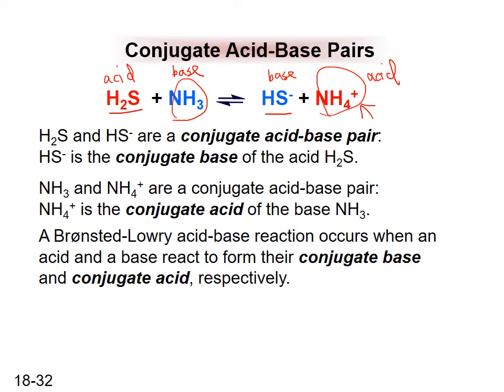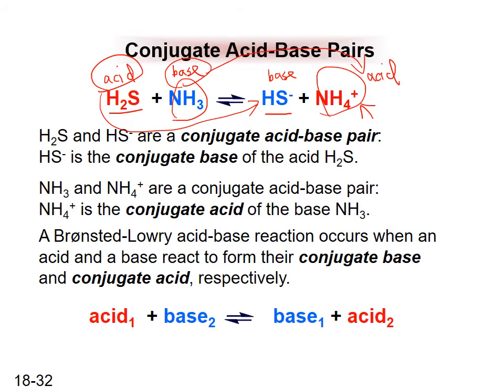So in a Bronsted-Lowry acid-base reaction, an acid and a base react to form a conjugate base and a conjugate acid. The acid reacts with the base: the acid forms a conjugate base, and the base forms a conjugate acid. This shows that you have two pairs of conjugate acid-base: acid-base 1 is one pair, acid-base 2 is another pair.